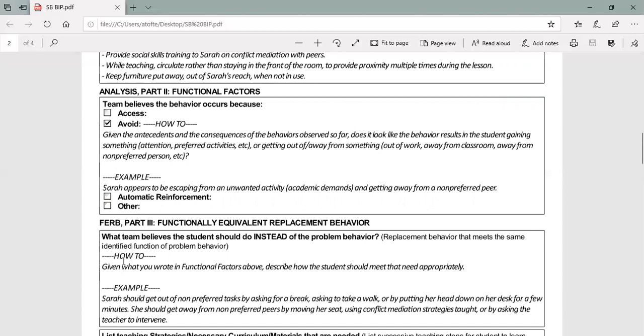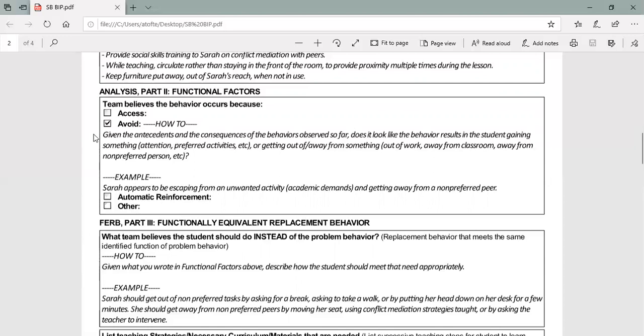Now, sometimes it's not possible. And then you can just list a replacement behavior. It's not always going to be possible to have a functionally equivalent replacement behavior. For example, my student who liked to pull down ladies' shirts because he thought bras were fascinating. Well, there's no appropriate way to look at bras at school, buddy. So we had to just teach him replacement behaviors. They weren't necessarily functionally equivalent.